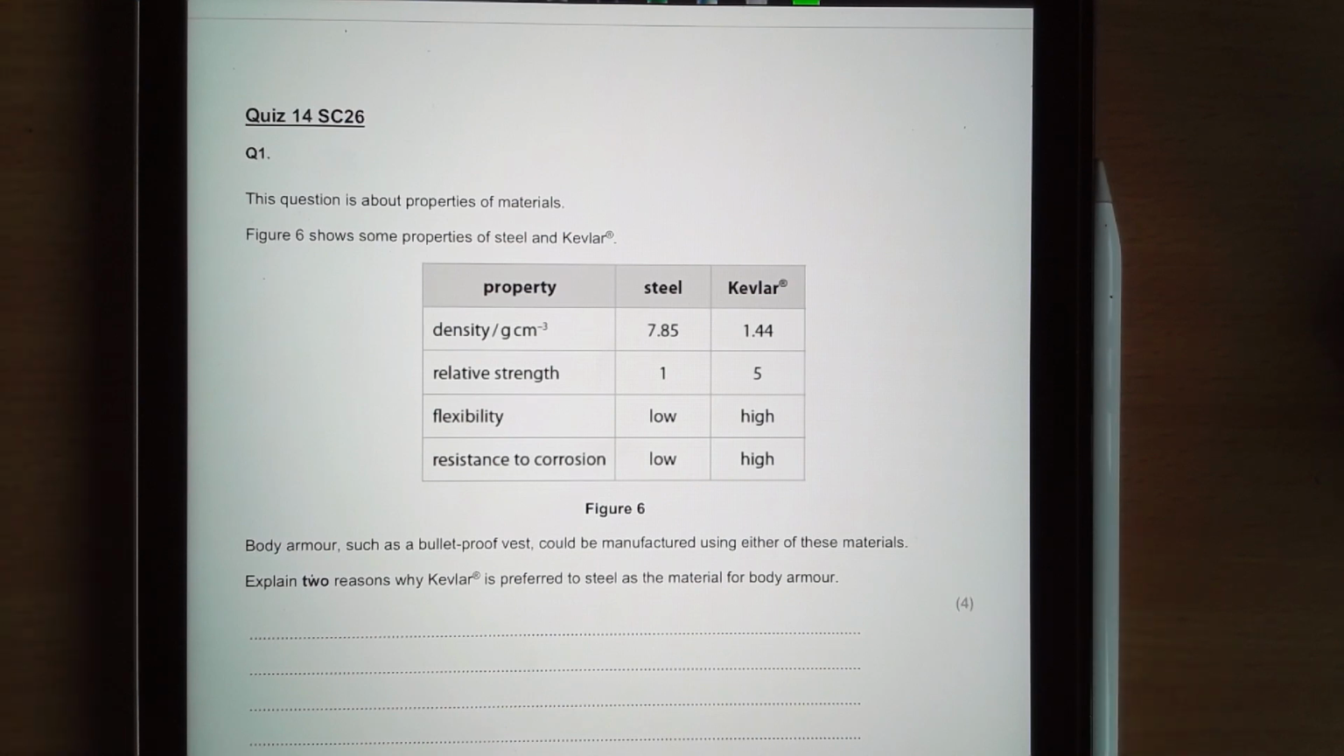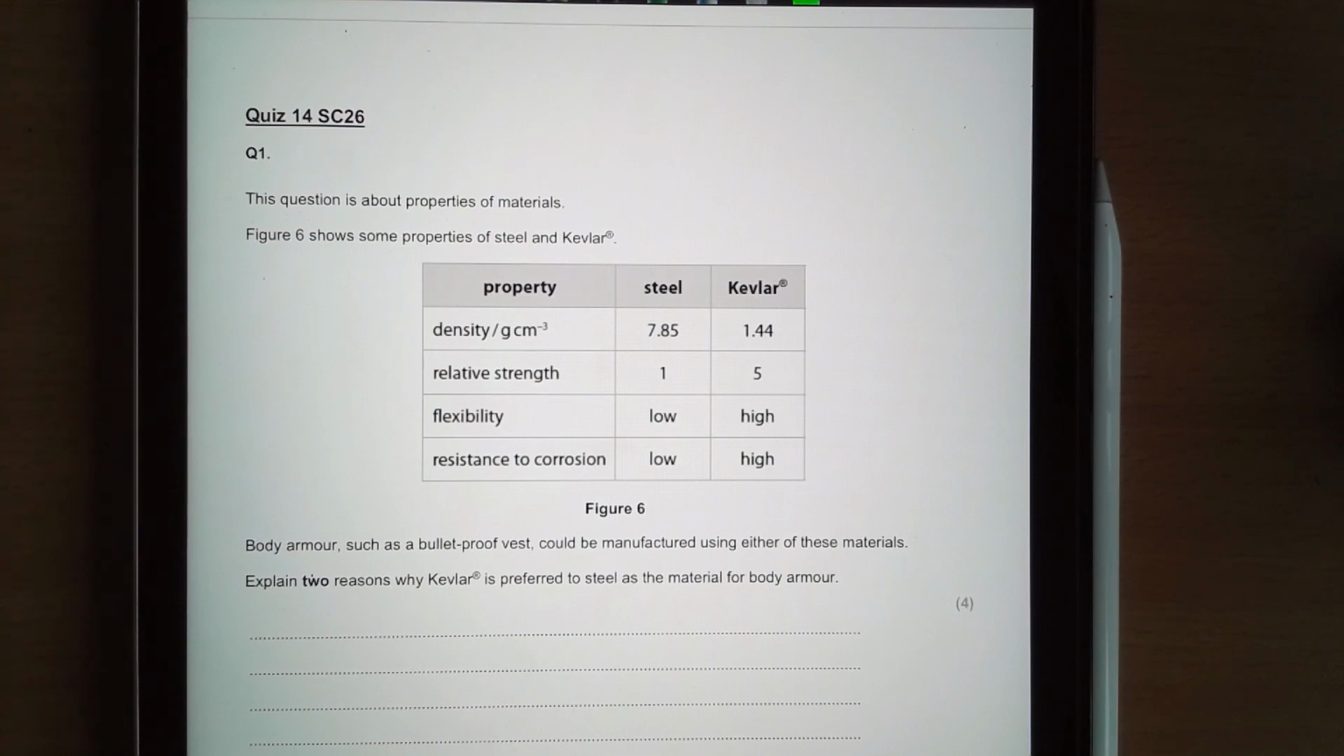So in this video I'm just going to run through some of the questions for quiz 14, which is on SC26. Now SC26 is nanoparticles. We haven't actually done it in lessons, but that's because it's a very short, very straightforward topic, and all of the information you need is in your booklet from pages 67 to 70. Okay, so just 4 pages.